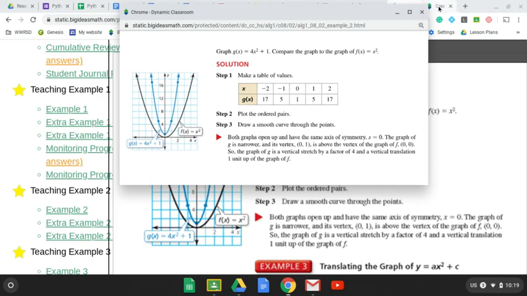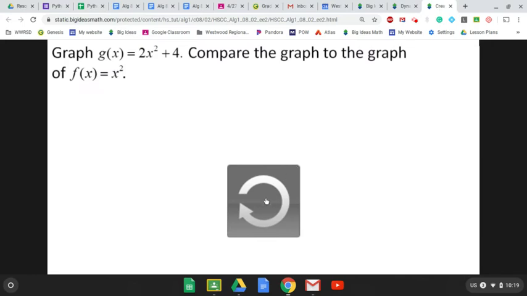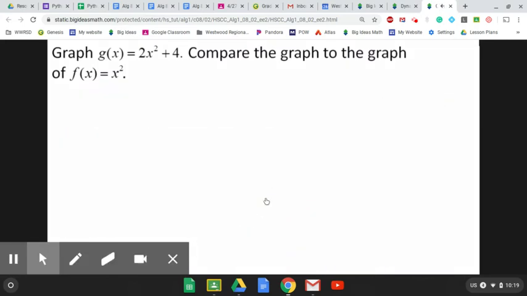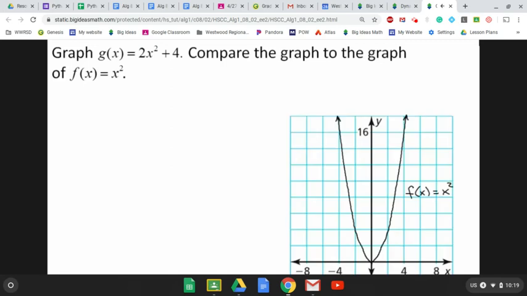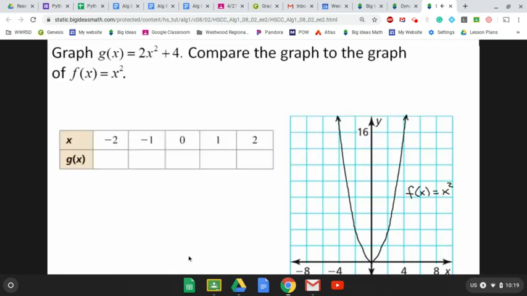Let's take a look at another example, and let's let Big Ideas explain it. Graph g of x equals 2x squared plus 4. Compare the graph to the graph of f of x equals x squared. Begin with the graph of f of x equals x squared. Then make a table of values. Substituting negative 2 for x in the function g gives g of x equals 12. Similarly, when x equals negative 1, g of x equals 6.